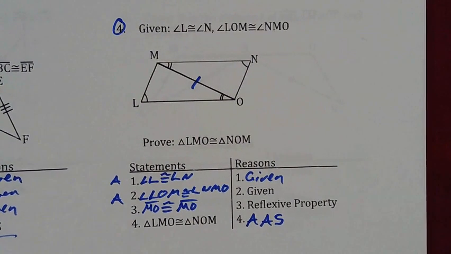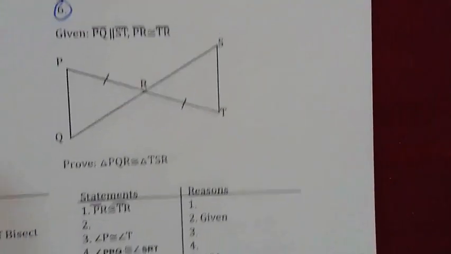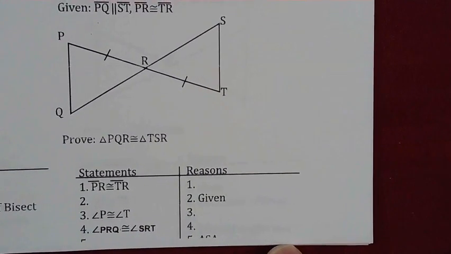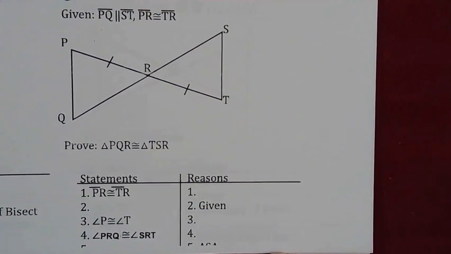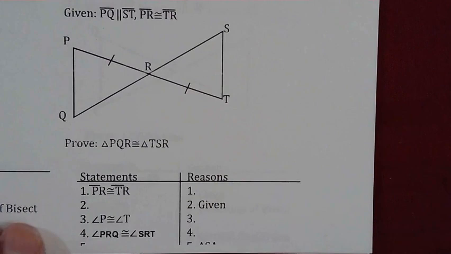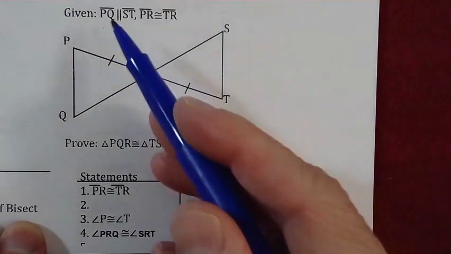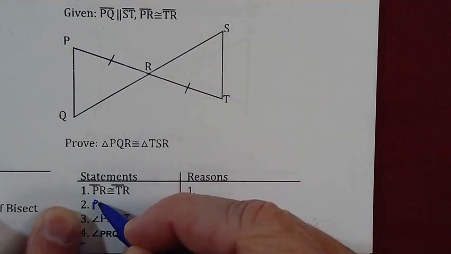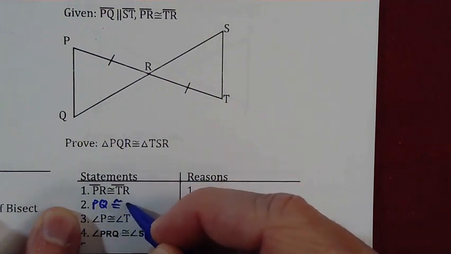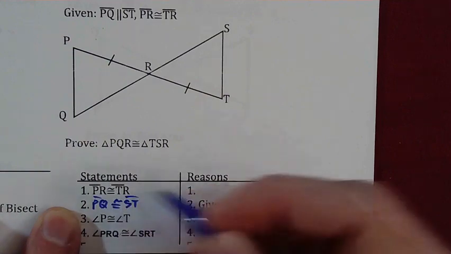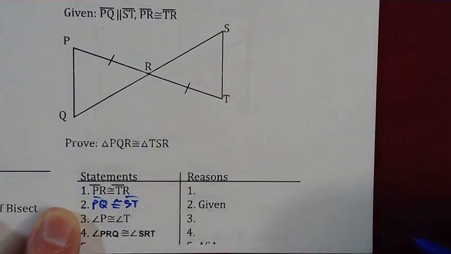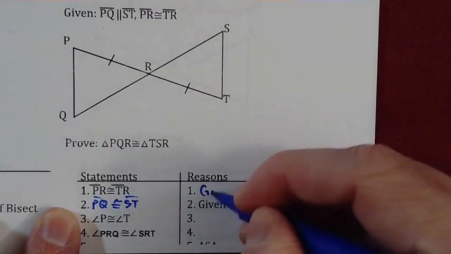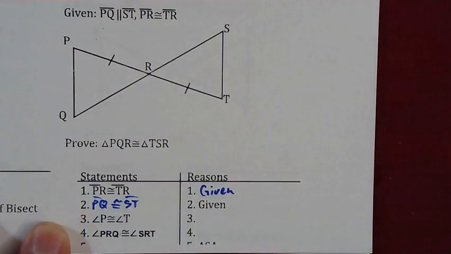All right, moving along, let's take a look at problem number 6 here. When I printed this, it didn't come off down in the bottom. Hopefully you can see that on the PDF that you're looking at. PQ is parallel to ST. They didn't state that down here, so I'll go ahead and state that PQ is parallel to segment ST because that is given. They did state that segment PR is congruent to segment TR, so that was more given information.